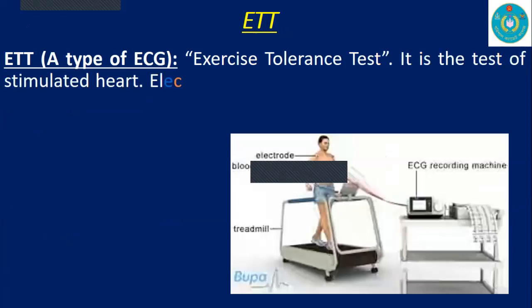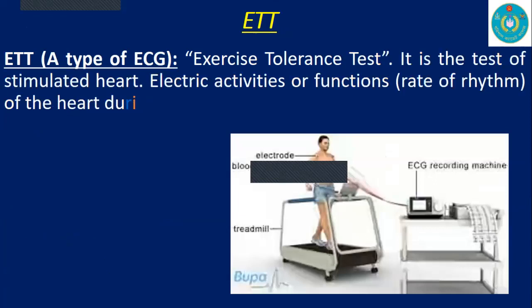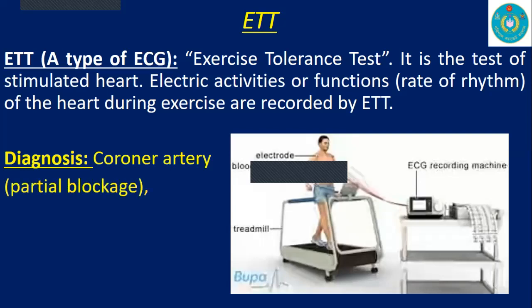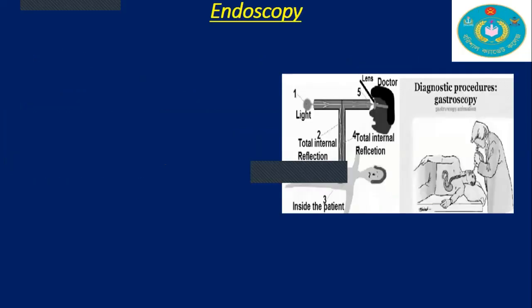It's a type of ECG, and the elaboration of ETT is exercise tolerance test. It is a test of stimulated heart electric activities or functions, and the rate and rhythm of the heart during exercise are recorded by ETT. The diagnosis is for partial blockage of the coronary artery.